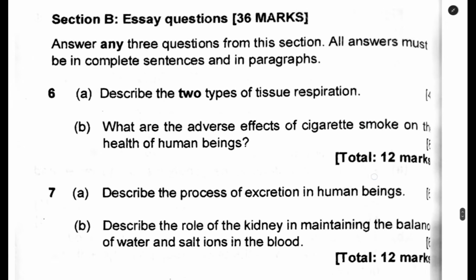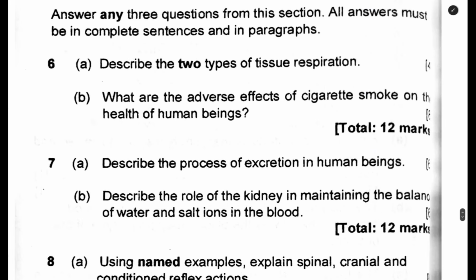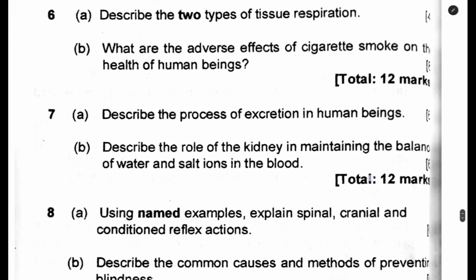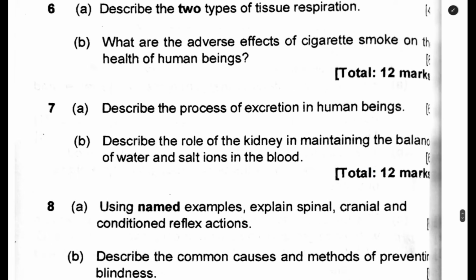Then this particular year, describe 2 types of tissue respiration. So respiration came here. What are the adverse effects of cigarette smoke on the health of a human being? Question 7 was describe the process of excretion in human beings. B was the role of the kidney in maintaining the balance of water and salt in the blood. So urine formation, that is excretion.